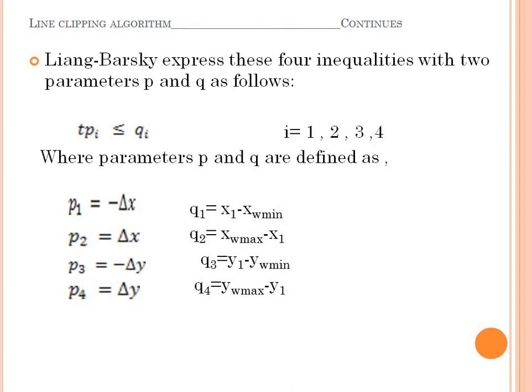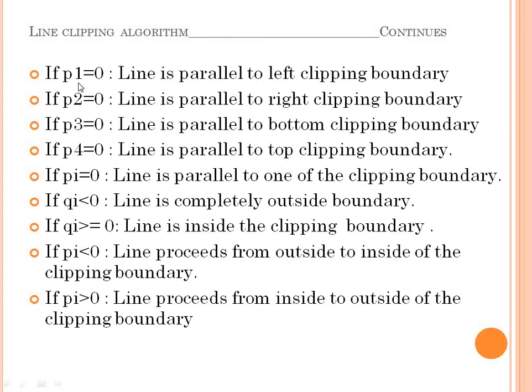Here, if p1 is equal to 0, the line is parallel to the left clipping boundary. These are the conditions. If p2 is equal to 0, the line is parallel to the right clipping boundary. p3 equal to 0, the line is parallel to the bottom clipping boundary. p4 equal to 0, the line is parallel to the top clipping boundary. If p_i is equal to 0, the line is parallel to one of the clipping boundaries. If q_i is less than 0, the line is completely outside the boundary. If q_i is greater than or equal to 0, the line is inside the clipping boundary.